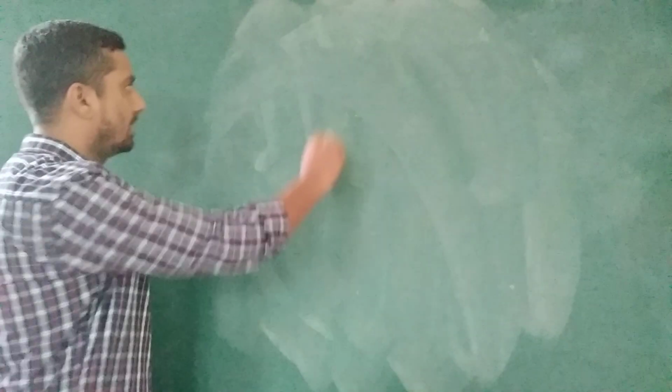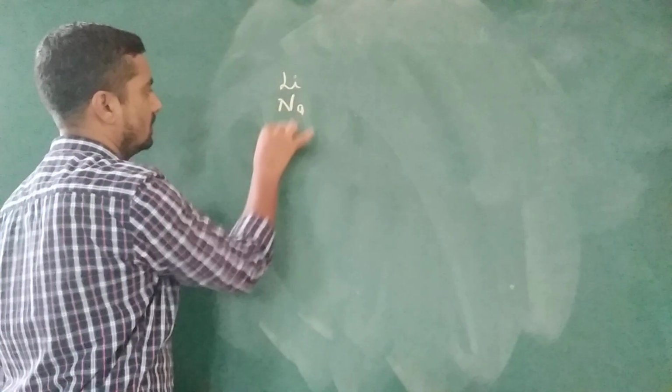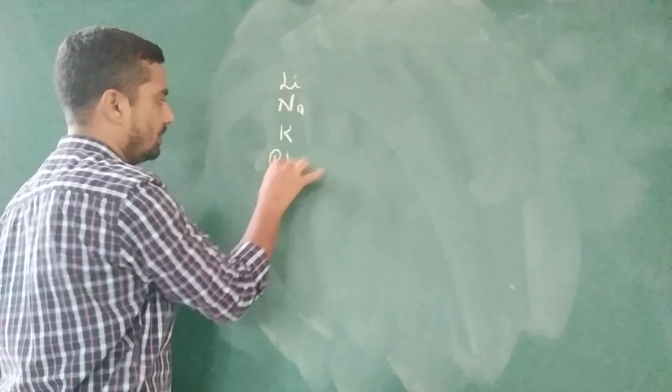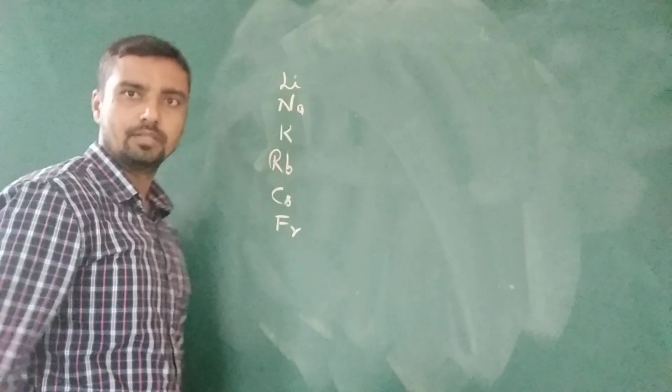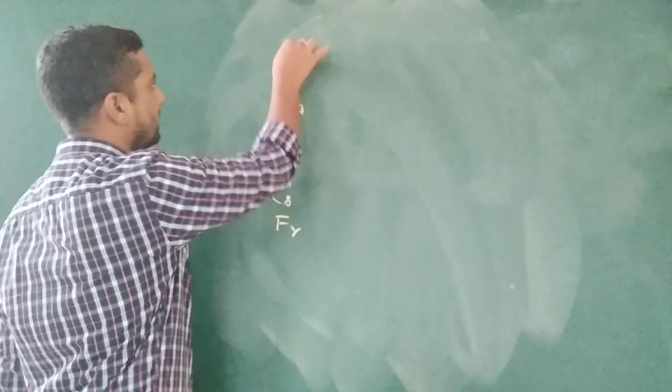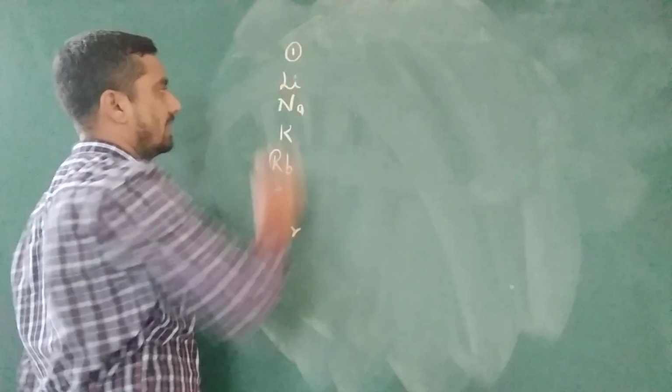So the group 1 elements are lithium, sodium, potassium, rubidium, cesium, and then francium. They are called the group 1 elements. The group 1 elements are called alkali metals.